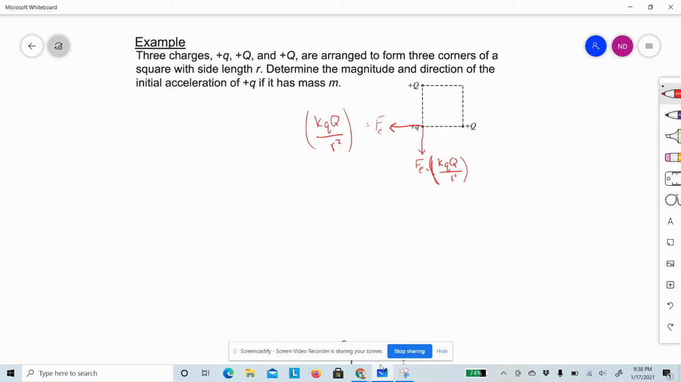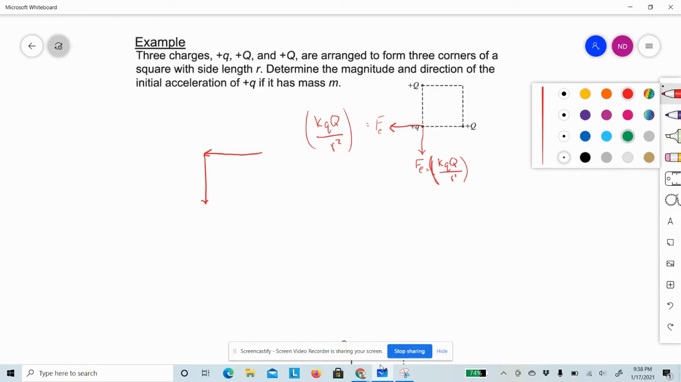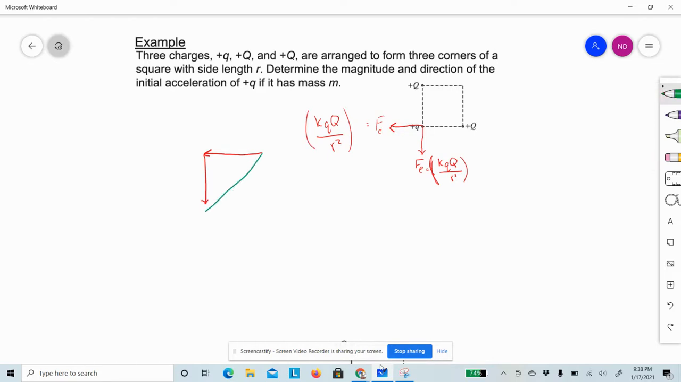The fact that these things are at right angles to each other makes all the difference in the world. That force plus this force, when you add vectors tip to tail, is going to yield the net force. Forgive my drawing, I don't quite end up in the right spot. Let's try that again. The net force, right about there, that's closest. Okay, that will be the F net.